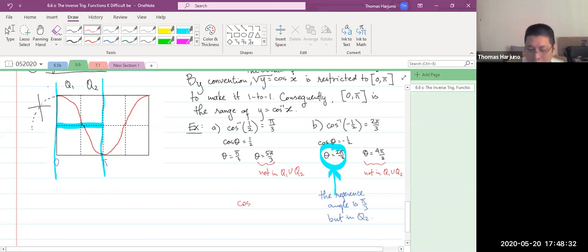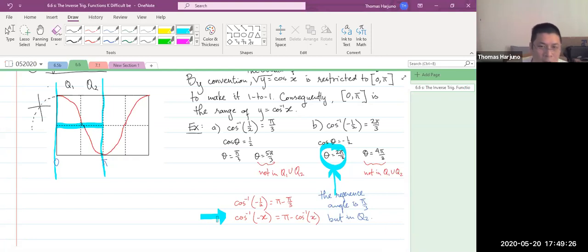Cosine inverse of negative 1/2. The reference angle is pi over 3, but you make it in quadrant 2. You see that? In general, we can say cosine inverse of negative x equals pi minus cosine inverse of x. This may be helpful, because we tend to just memorize cosine inverse of a positive number instead of a negative number.